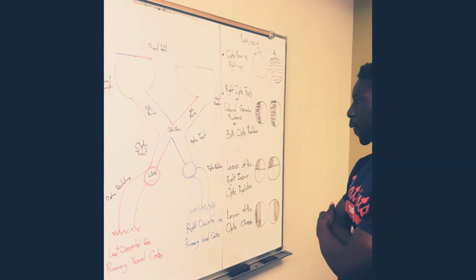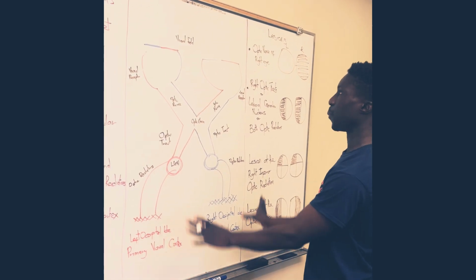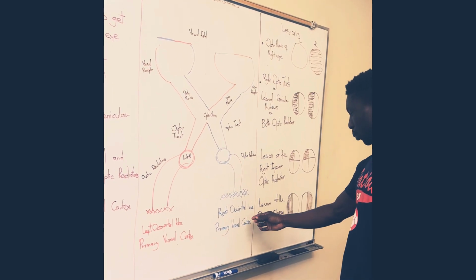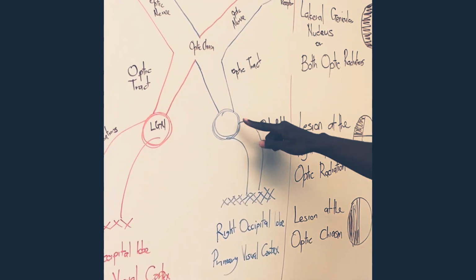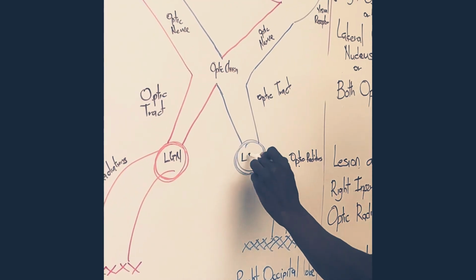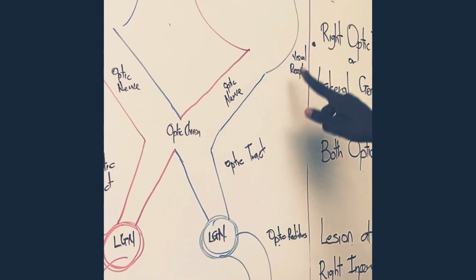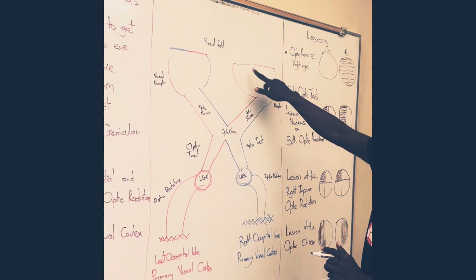Okay, so now I'm going to name all the structures backwards. First we have the right occipital lobe primary visual cortex, the optic radiations, the lateral geniculate nucleus, the optic tract, optic chiasm, optic nerve, visual receptor, and then visual fields of the right eye.